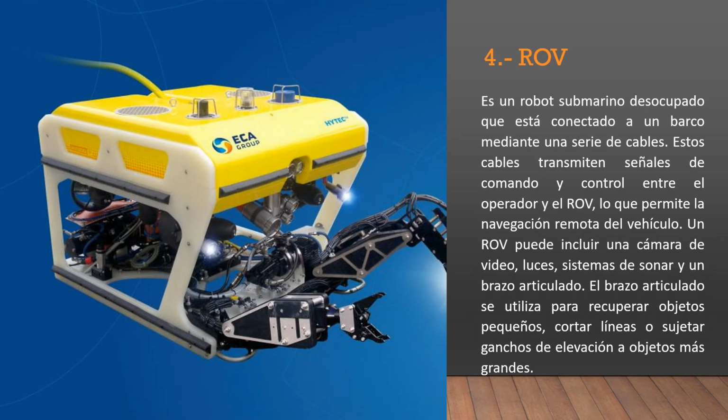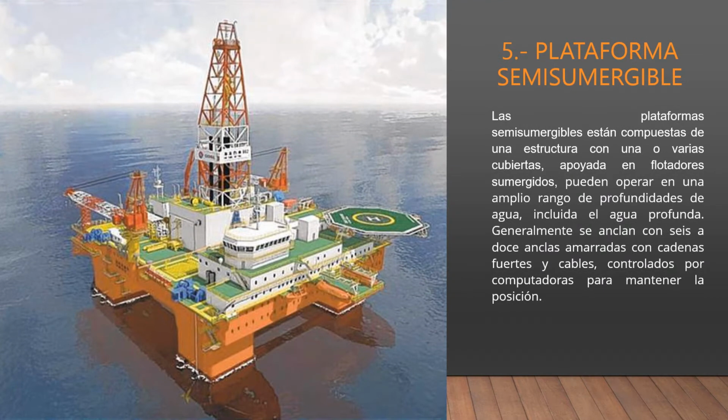The ROV is a little robot without anyone inside it. It's connected to a boat. With this little robot, we can recover a little object, cut some lines, and stuff like that. This kind of drilling rig has good stability and sea keeping. It's better than some drill ships.